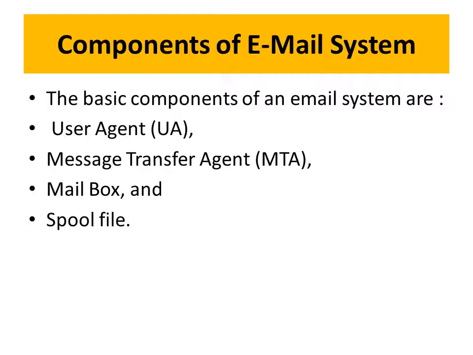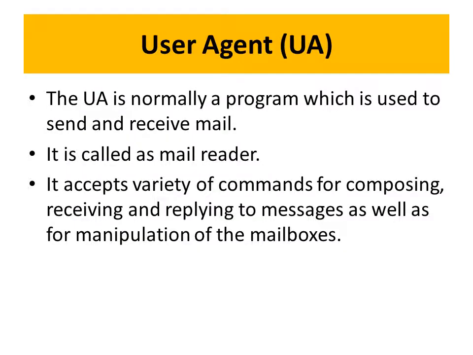Now we come to the components of the email system. The basic components of the email system consist of the user agent, message transfer agent, mailbox, and spool file. We will understand all these components one by one. The first one is the user agent, that is denoted as UA. This user agent is normally a program with the help of which we can send and receive mail. This user agent is also called a mail reader.